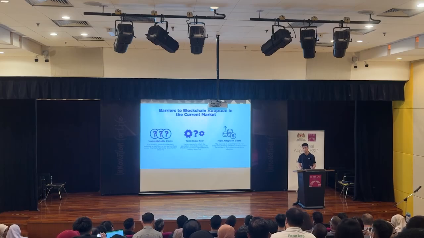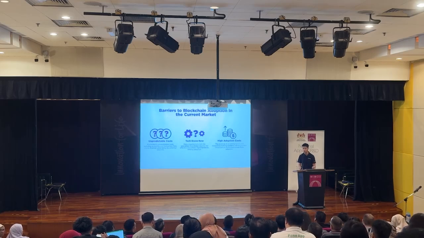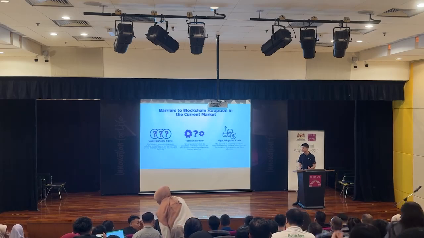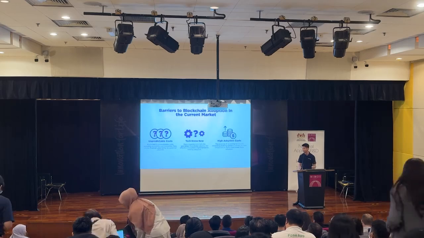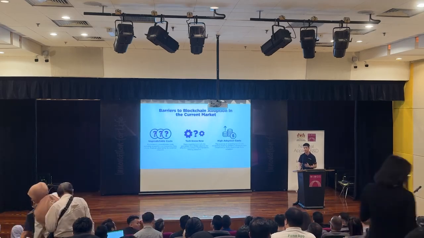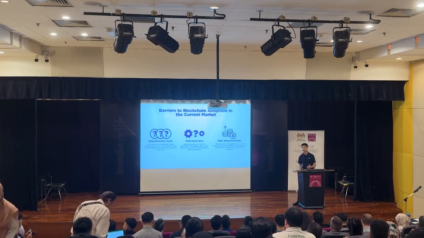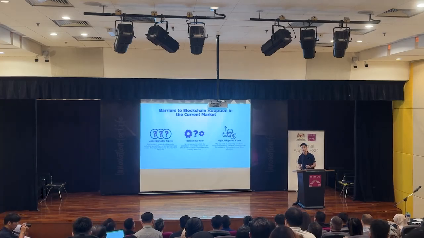Third will be high adoption costs. For example, when you want to set up a new blockchain network, you not only need to spend a lot of money to build it, but later on when you want to maintain it, you also need to spend a lot on nodes and servers. So these three barriers that we see form the foundation of how Masverse created our own layer 1 blockchain, which is called Maschain.